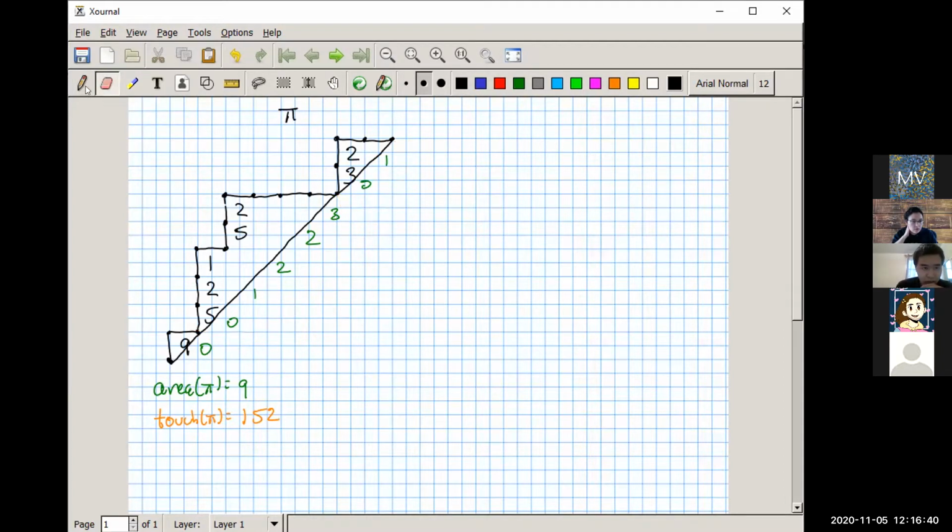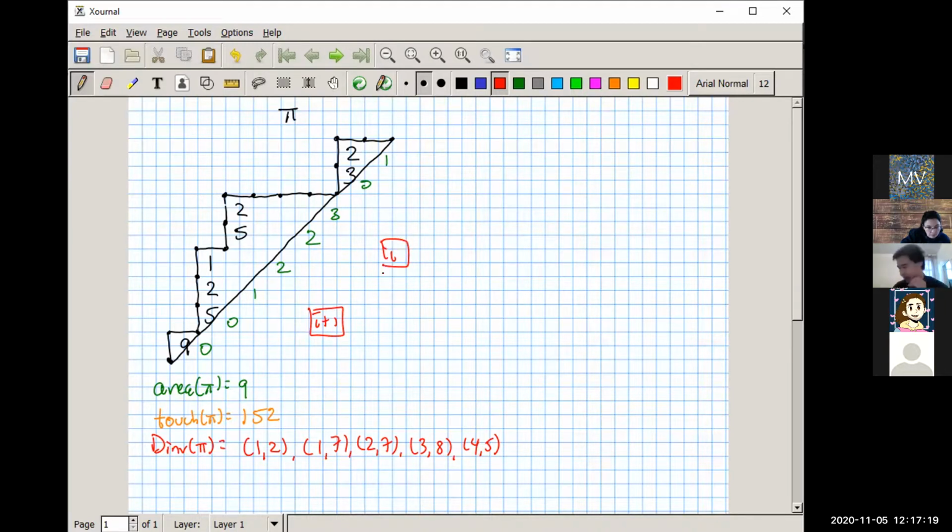Sounds good. And then let's see, I guess we could also think about div. Maybe I'll put this one in red. So let's see, div with a capital G. So I'll put the ones with the same area here on the bottom. So 1, 2, 1, 7, 2, 7. Those all have zeros, and then there's, I guess, 3, 8, and 4, 5. And then with the other one, I think the idea is that I've got an i plus 1 and then an i. Is that right? Yeah.